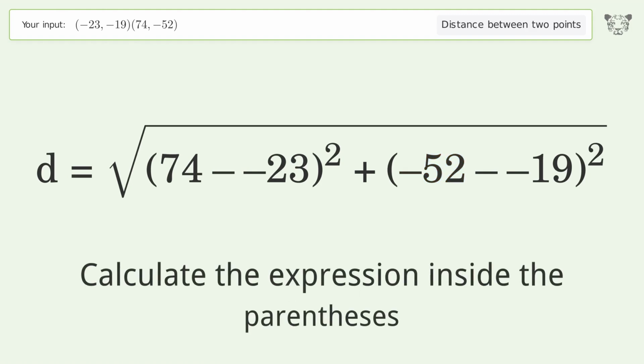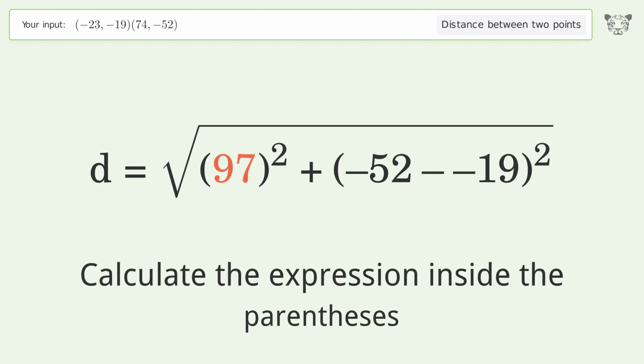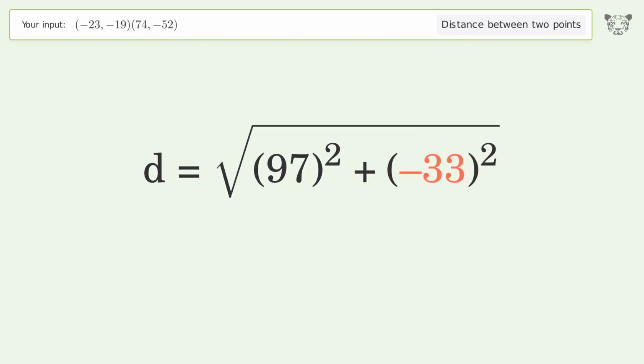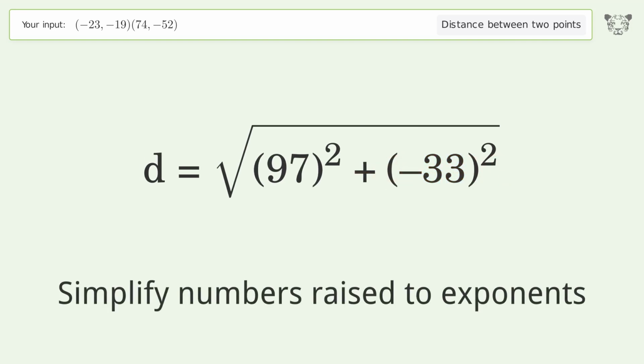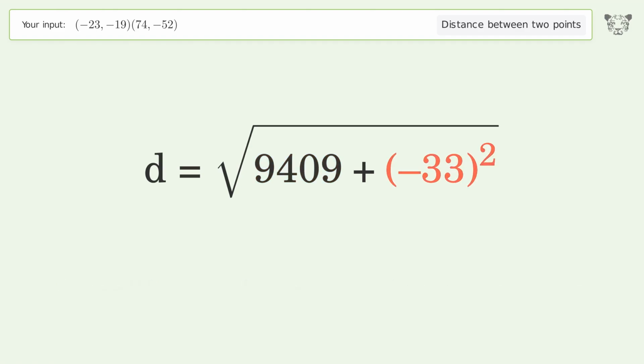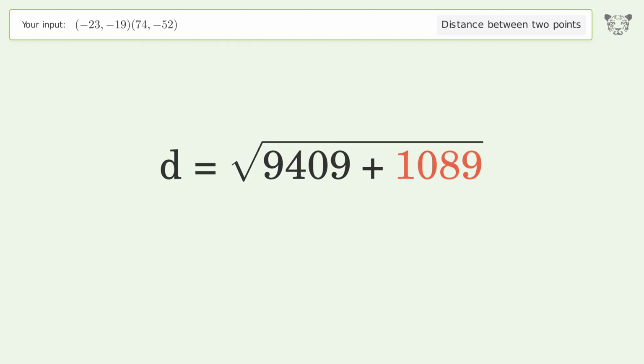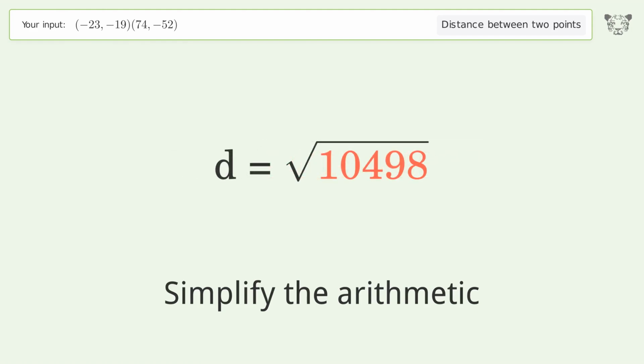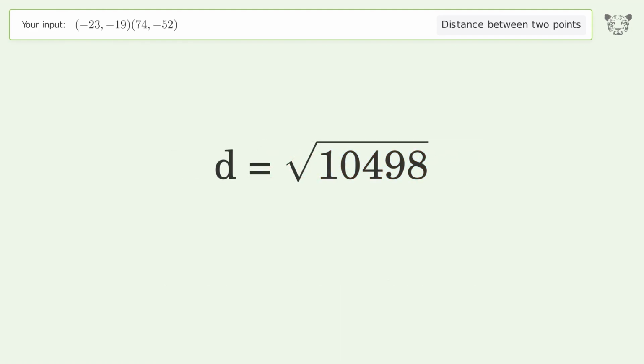Calculate the expression inside the parentheses. Simplify numbers raised to exponents. Simplify the arithmetic. And so the distance between the 2 points is the square root of 10,498, or 102.46.